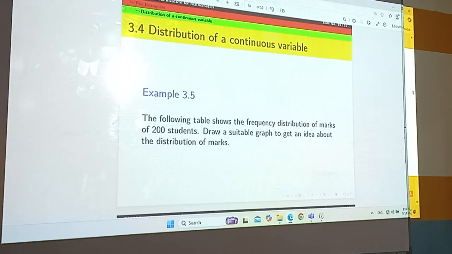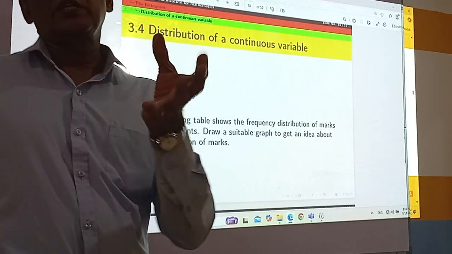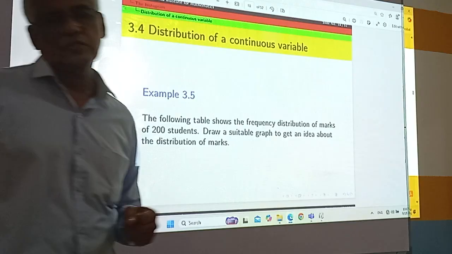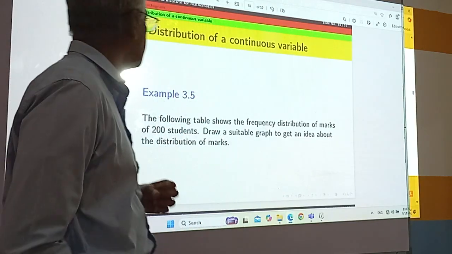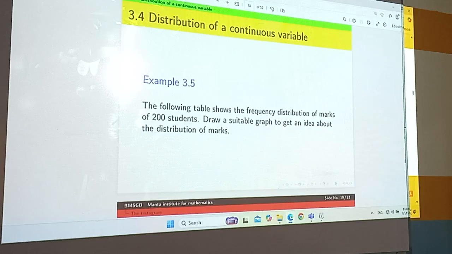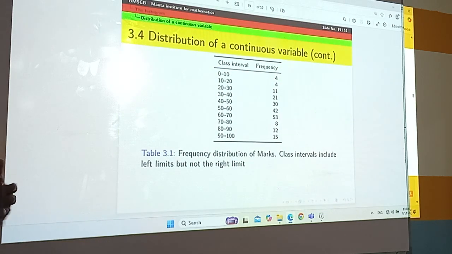Now let us go to the histogram idea. As we mentioned, we use a histogram mainly to see the shape of the distribution when the variable is a continuous numerical variable. So let's look at an example. The following table shows the frequency distribution of marks of 200 students. Draw a suitable graph to get an idea about the distribution of marks. So you are given the frequency distribution.